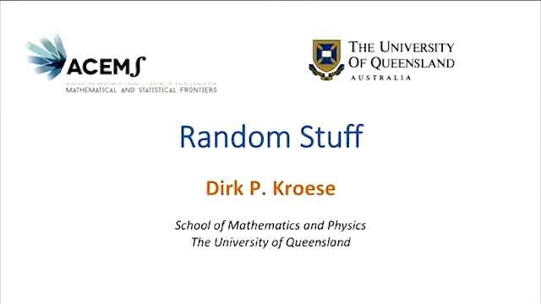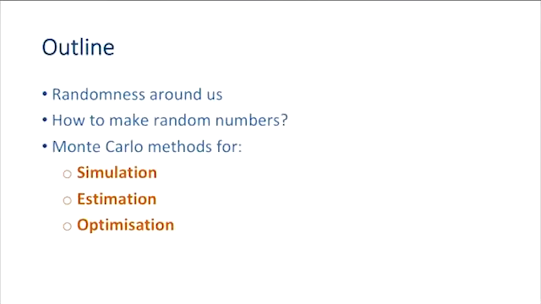All right, so here's an outline. First I wanted to show you some randomness around us, and then how we can actually make random numbers on a computer, because there's some kind of contradiction in there, because the computer is a very deterministic device. If you tell it to do something, it does it, but if you say it again, it does exactly the same thing. All right, so how can we make random numbers on a computer? And more importantly, how can we use these random numbers to our advantage?